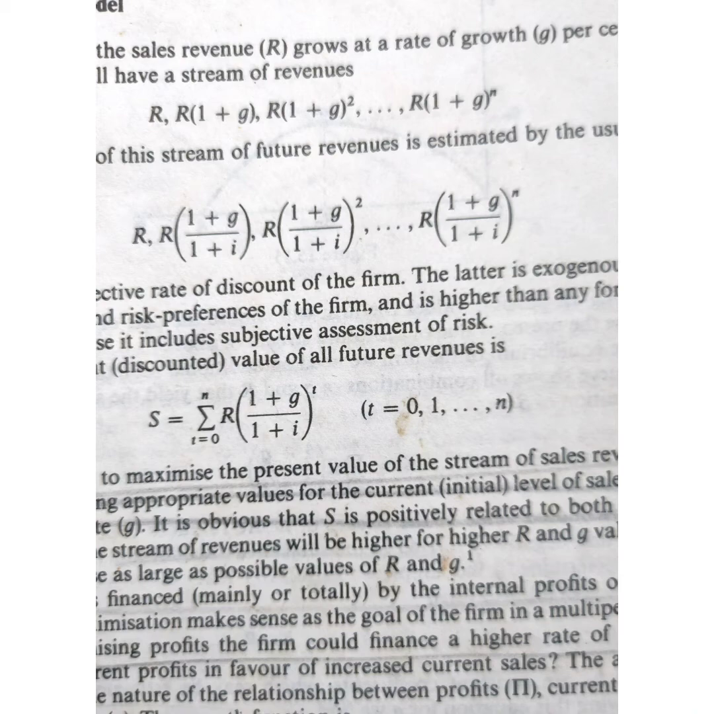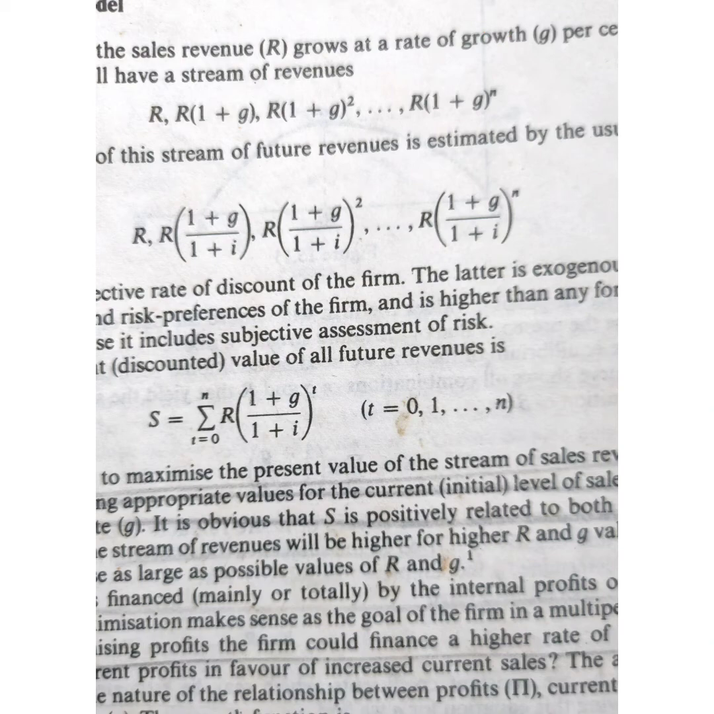Now let us see the multi-period model. What is happening in the multi-period model? We assume that sales revenue, denoted by capital letter R, grows at a rate of growth small letter g percent. So the rate of growth of sales revenue R is at the rate g. Over the lifetime, the firm will get a certain level of revenue, and that can be written as R(1+g), R(1+g) squared, and so on up to the n number of years for which it is working.